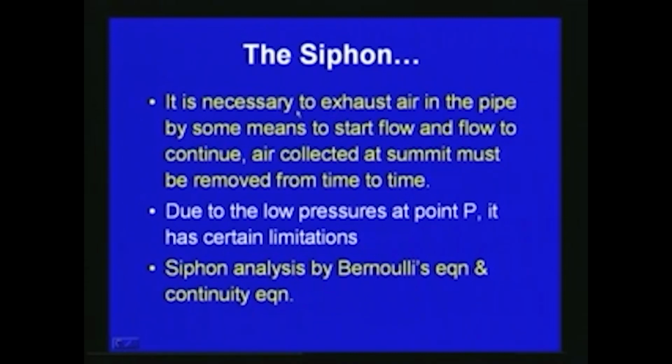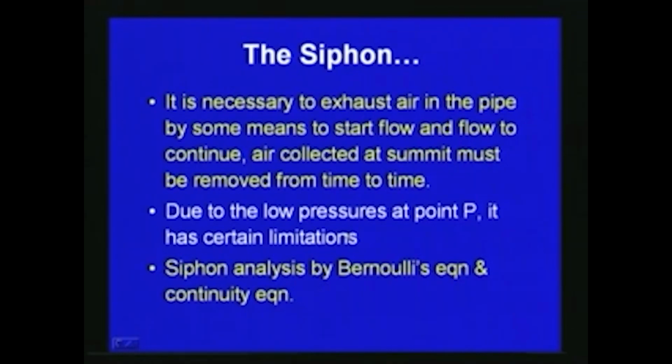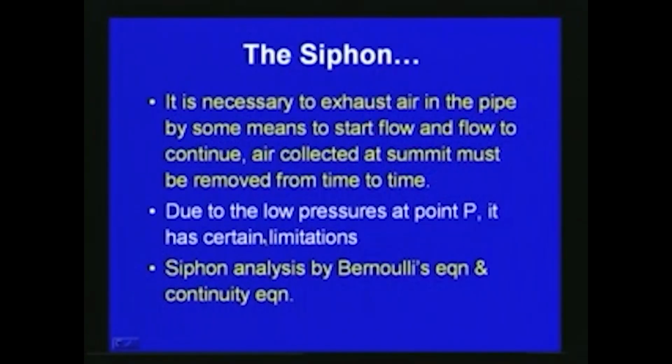To operate the siphon system, it is necessary to exhaust the air in the pipe by some means to start the flow, and for the flow to continue, the air collected at the summit must be removed from time to time. Due to various problems, air may collect at the top, so we have to remove it. There will be a low pressure at the raised position. Due to the low pressure at point P, the continuous flow can be interrupted, and this low pressure gives some limitations as far as the siphon is concerned. The siphon analysis we can do through Bernoulli's equation and the continuity equation.